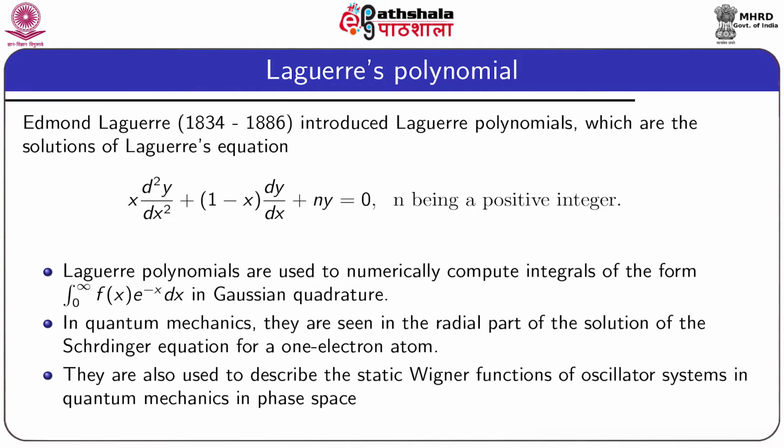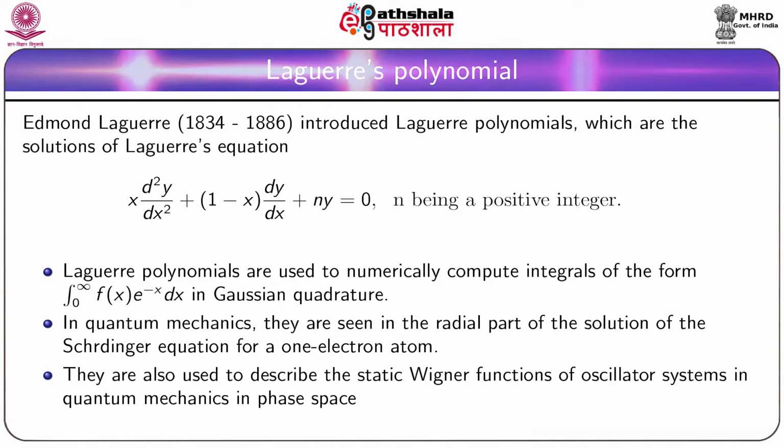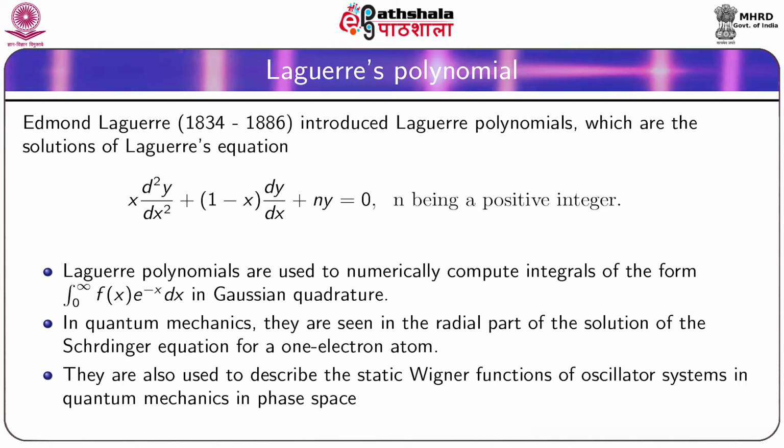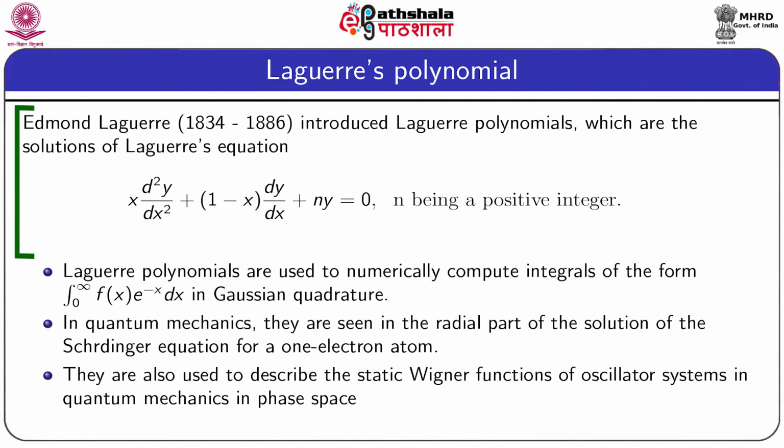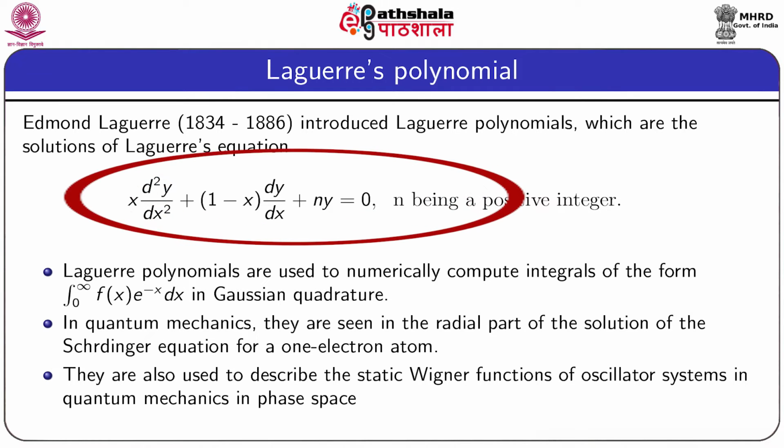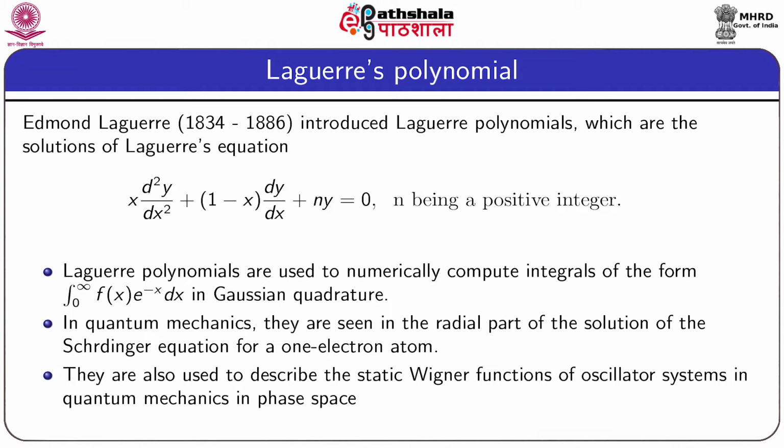Laguerre's polynomial. Edmond Laguerre, who was born in 1834 and died in 1886, was the person who first introduced Laguerre polynomials, which are the solution of Laguerre's equation x d2y/dx square plus (1 minus x) dy/dx plus n y equal to 0, where n is a positive integer.